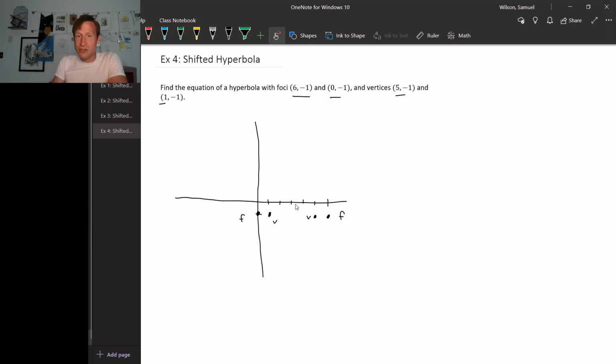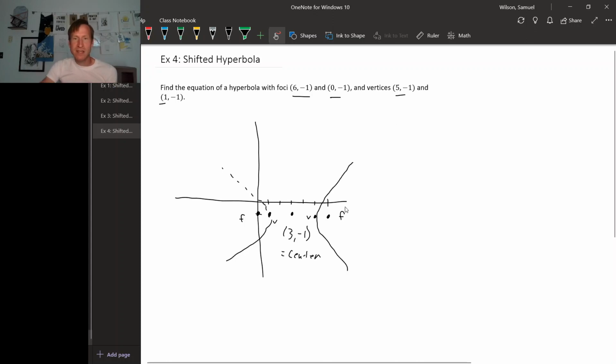And you can see the center of this hyperbola, right? The hyperbola is going to look something like this. The center of this hyperbola is going to be right here, halfway between the foci or halfway between the vertices. And that's going to be at, looks like, 3 comma minus 1. So that's the center. All right.